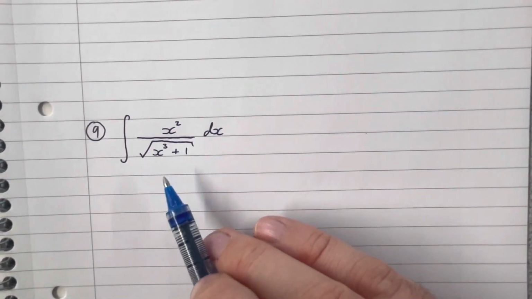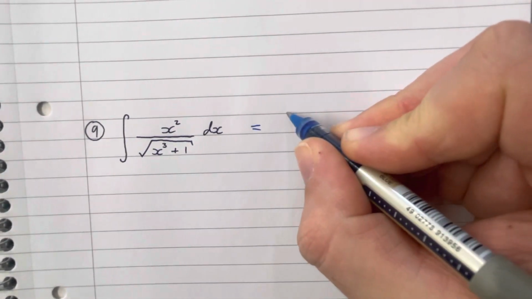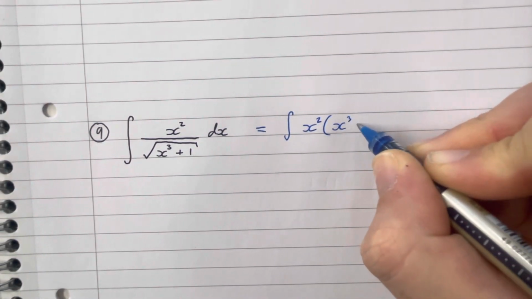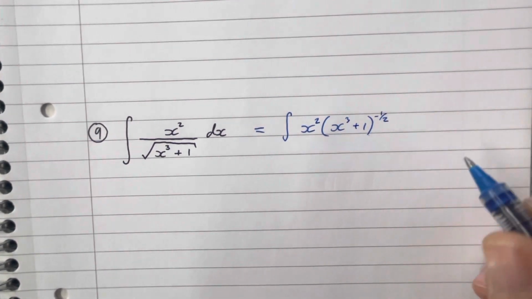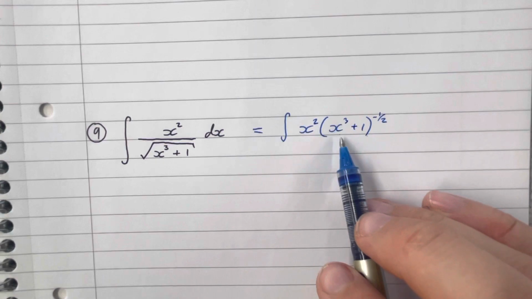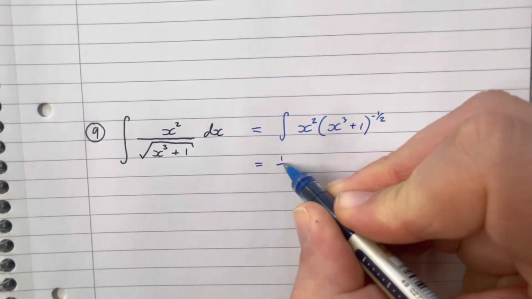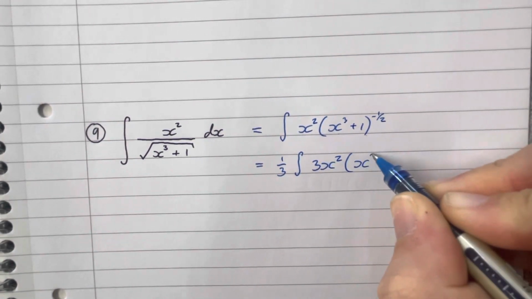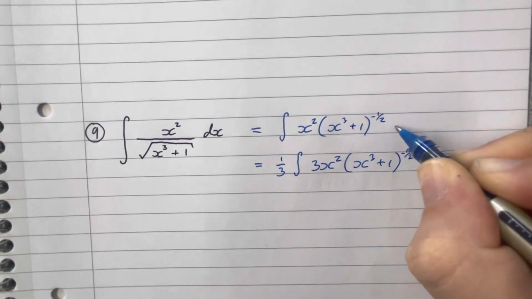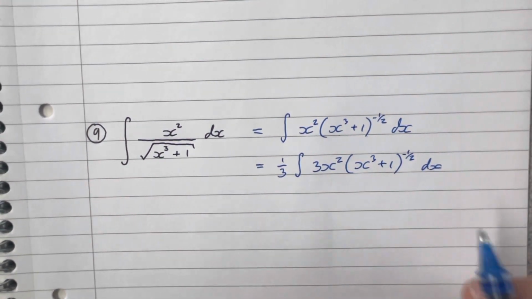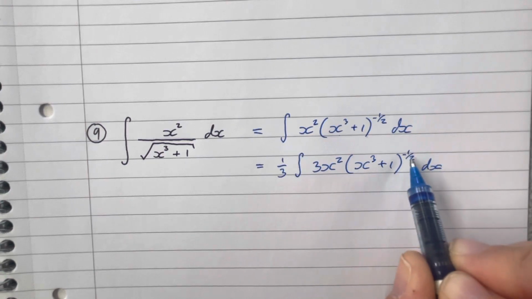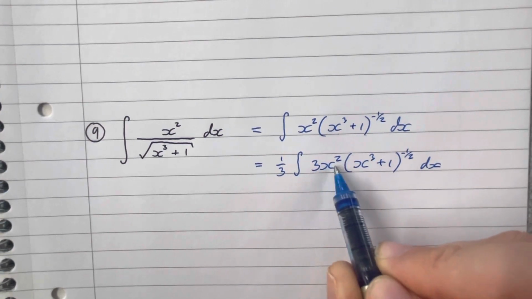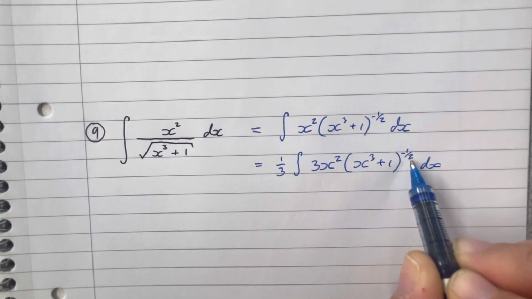You can see how quick these are once you know that rule. And this one here again, it's not quite the top is the differential of the bottom, but if I rewrite this as the integral of x squared into x cubed plus 1 to the minus a half, I can almost make it that this is the differential of that. And in fact, if I pull out a third, and I get 3x squared into x cubed plus 1 to the minus a half, oops, missed the dx there, then we can see that we can apply the first rule, this is the differential of the contents of that, and n in this case is minus a half.